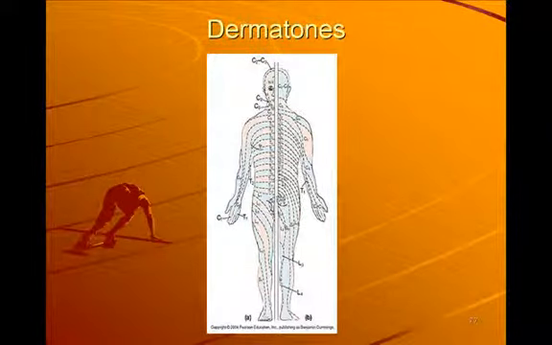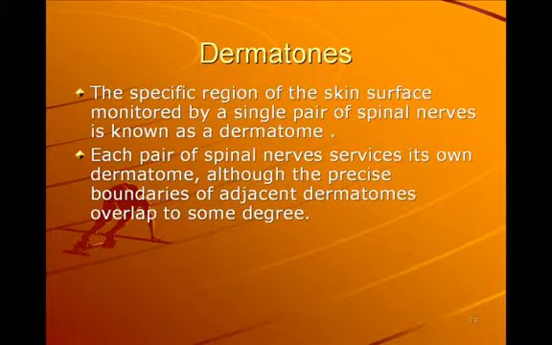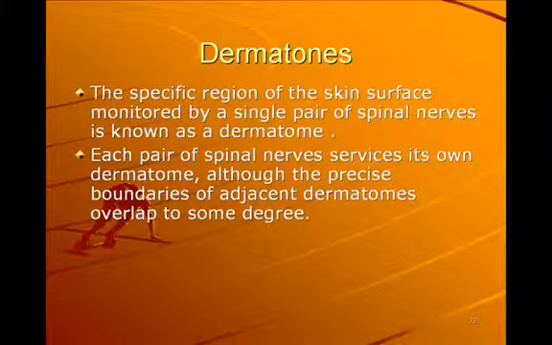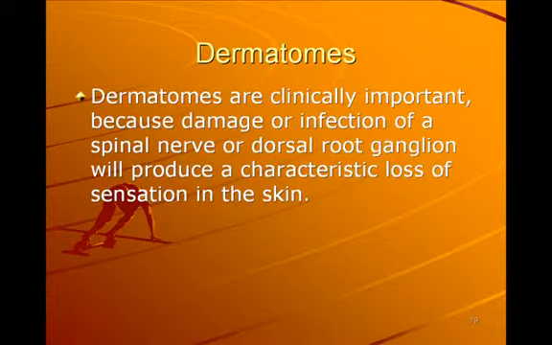Now, these are superficial sensory fibers, and I'll go into a little more detail here coming up. Specific regions of the skin surface are monitored by a single pair of spinal nerves called dermatomes. Each pair of spinal nerves services its own dermatomal region. Although the precise boundaries of adjacent dermatomes typically will overlap, if there's an area of sensation, there's a spinal nerve, the sensory component of a spinal nerve, that's related to that dermatome.